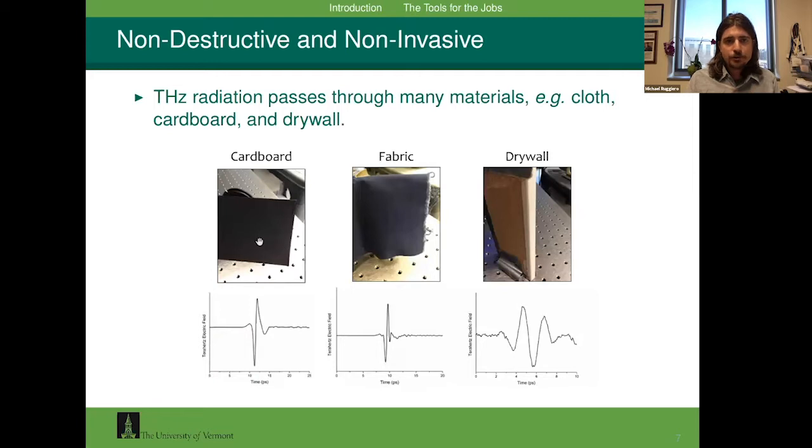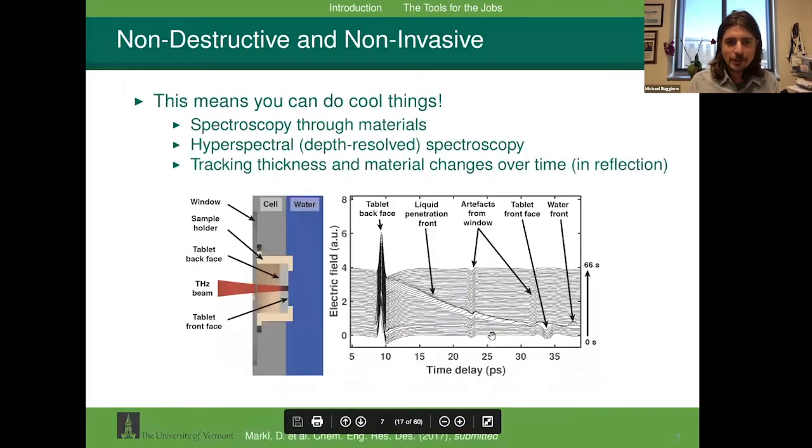To show you, terahertz radiation actually passes through a lot of materials. So this is it passing through cardboard, fabric, and drywall. I just went into the lab and put these in front of the beam, and we get signal through all of these. I won't bore you with what the signal means, but we get signal through. That's all you need to know.